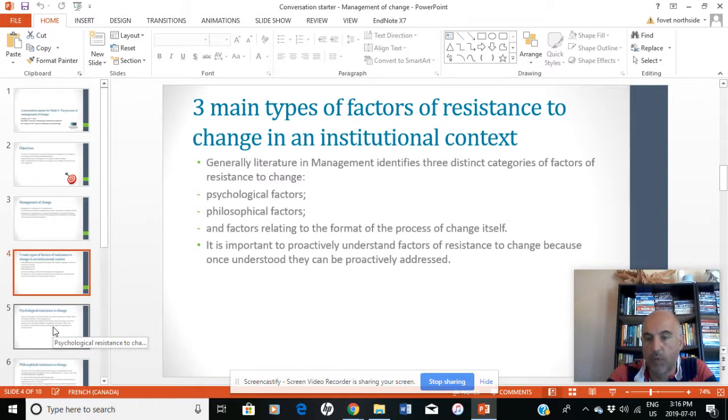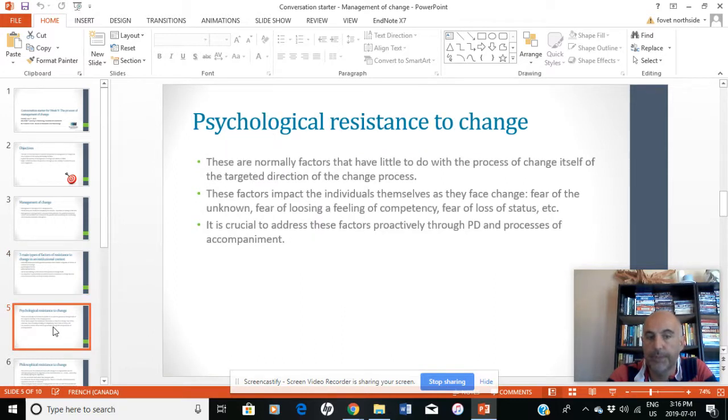So now I'm going to take them one at a time to just elucidate them a little bit, but I think they're fairly straightforward. So psychological factors of resistance, there's a multitude of them, but what they have in common is that they relate back to the fears that the person has as they embark in the process of change.